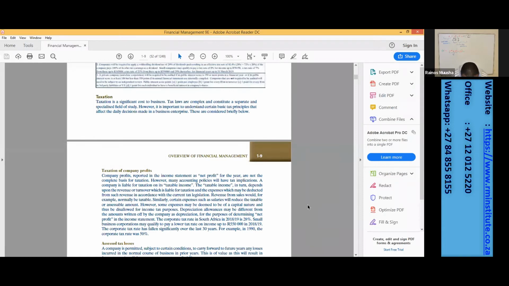And generally, the tax rate that is going to be affecting the company profits is 28%. But if they bring in a question in the exam, they will tell you exactly what the tax rate is.